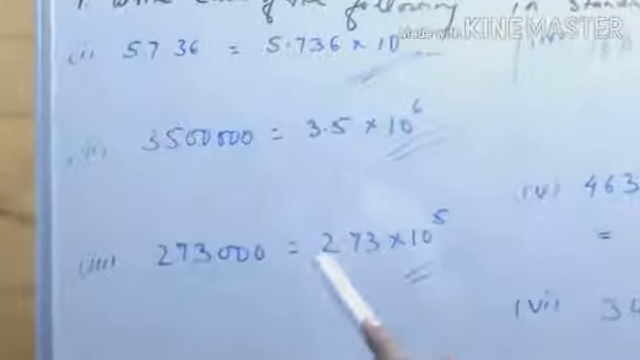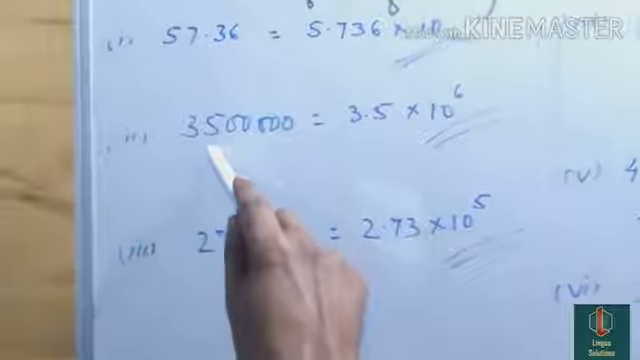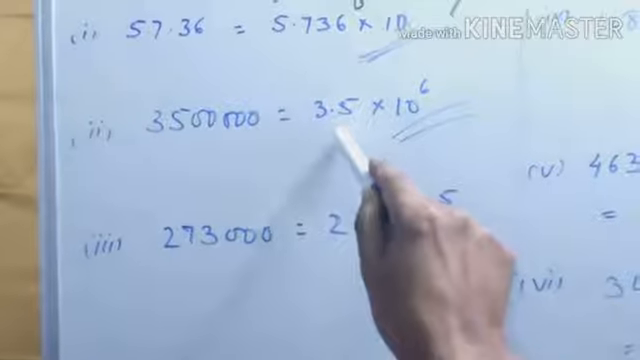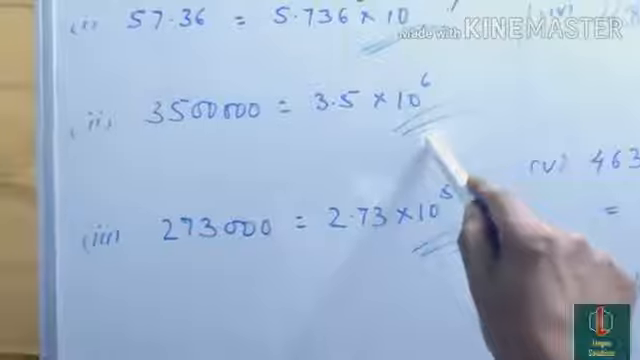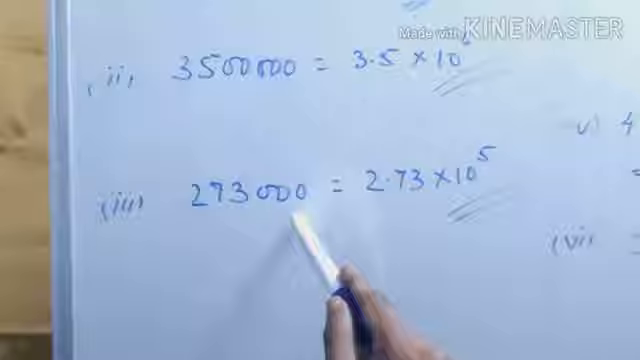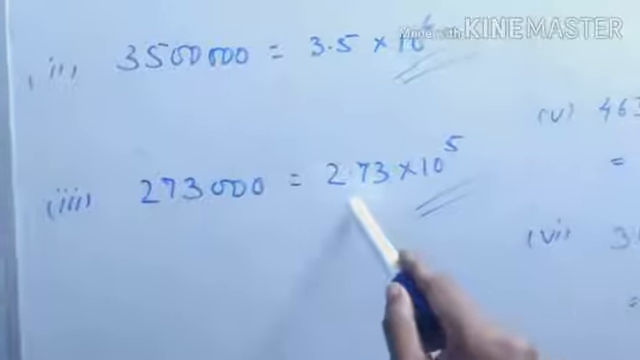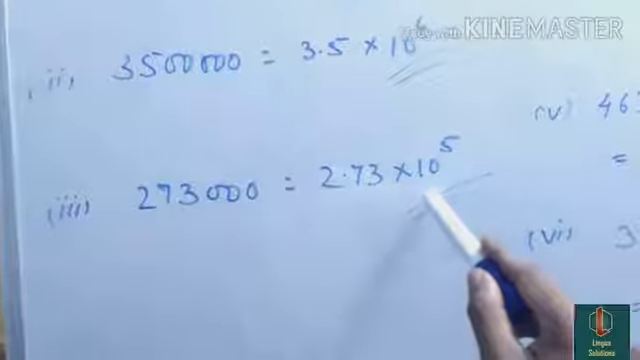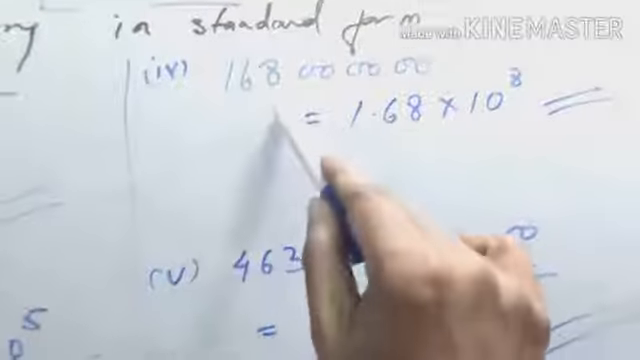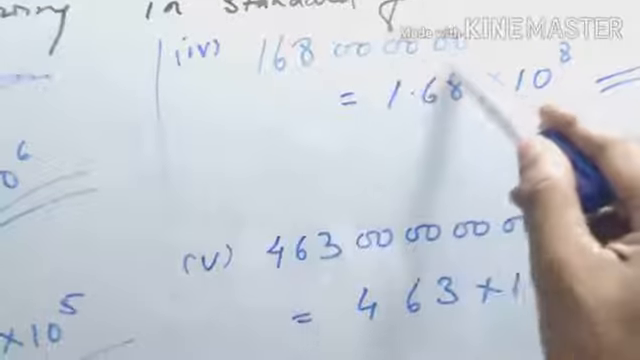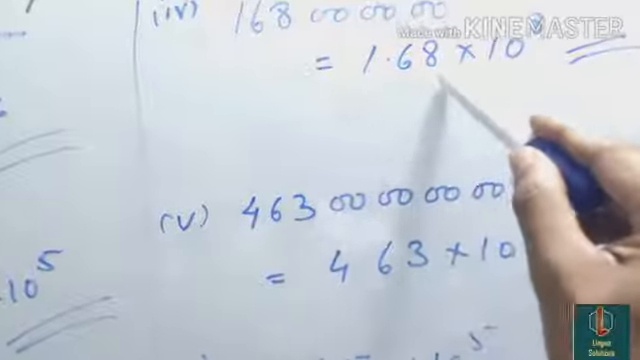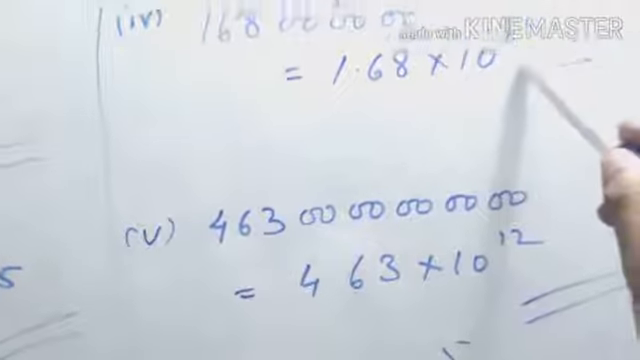This is the answer. In the next one there is 35 and after that there are 5 zeros. It will be 3.5 into 10 to the power 6. Next, 273 and then 30 is equal to 2.73 into 10 to the power 5. Next one is 168 and after that there are 6 zeros. Here we have to put the point after 1, then it will be 1.68 into 10 to the power 8.